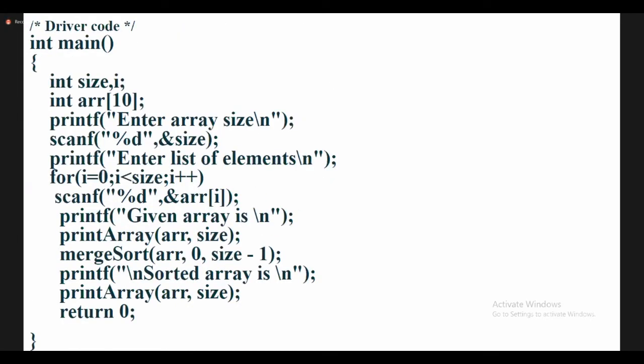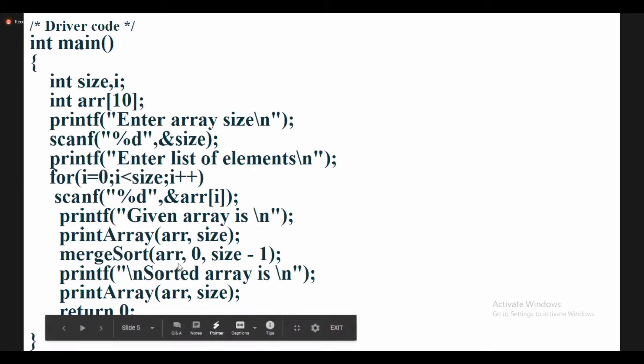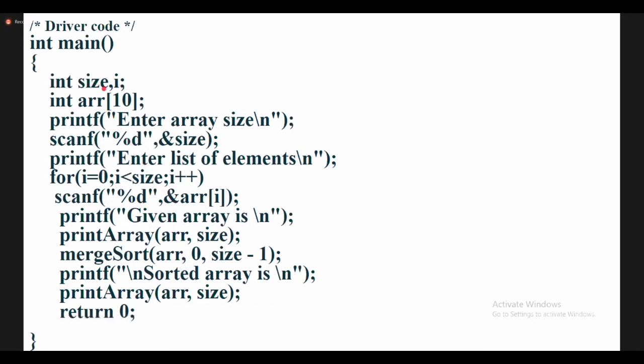First, in main: every C program must contain the main function. The main function leads the entire program. First, see the program here. I take the size of the array, the size of the list is size. The control variables are some, high. The array is declared as array of 10. I read the array size and read the array elements.